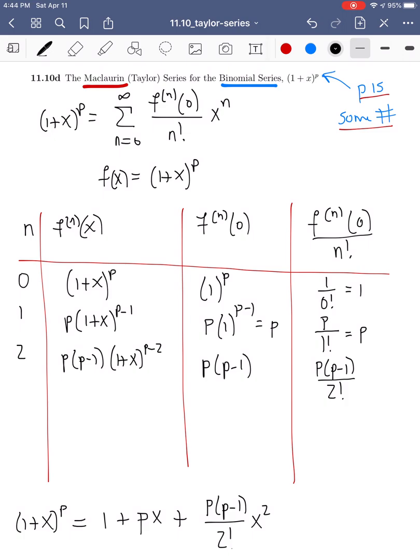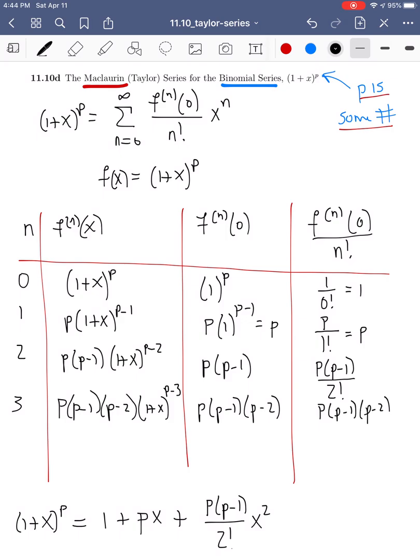All right, let's keep going. What is the next term in the series? Well, when n equals 3, we take the third derivative, which in that case will be p times p minus 1 times p minus 2, all times 1 plus x raised to the p minus 3 power. Evaluating that derivative at x equals 0, because it's a Maclaurin series, will just give us p times p minus 1 times p minus 2. And then that coefficient will be p times p minus 1 times p minus 2, all over 3 factorial.